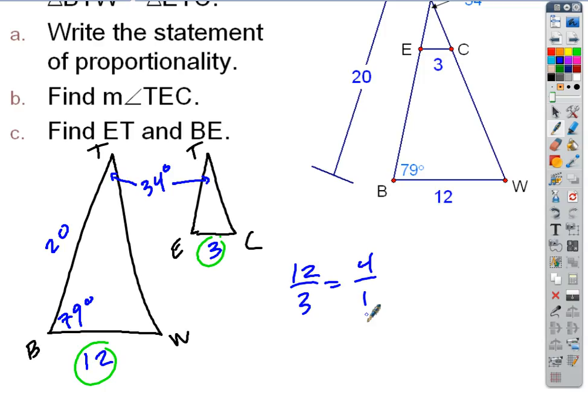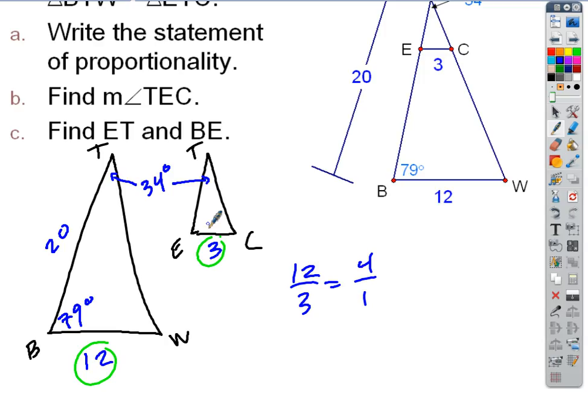Now, what's going to be the measure of angle TEC? So we want to know what's the measure of that angle right there going to be. It's going to be 79. How come 79? You're right. Why is it 79? Because similar figures have to have congruent angles. The angle relationships all stay the same when something gets bigger.